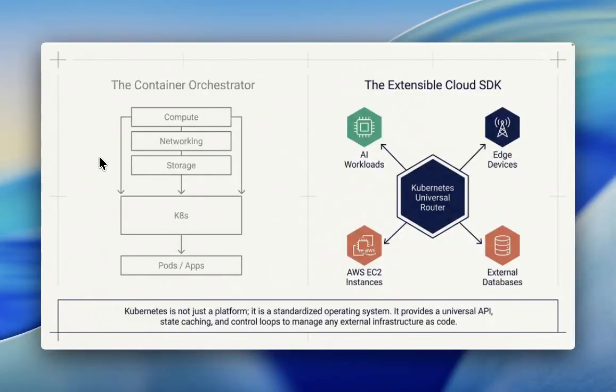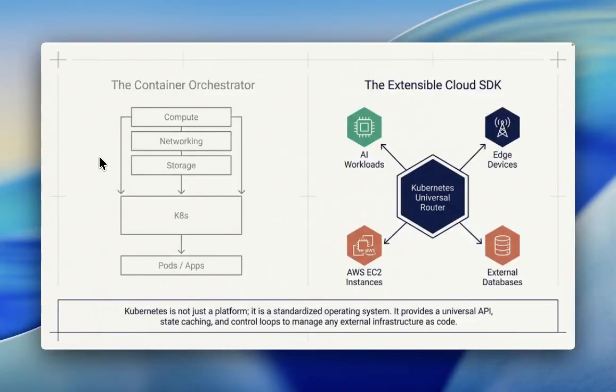You have compute, you have network, you have storage, you have K8s, and then you have pods and apps. K8s is Kubernetes. Kubernetes is not just a platform, it is a standardized operating system. It provides a universal API, state caching, and a control loop to manage any external infrastructure as code.